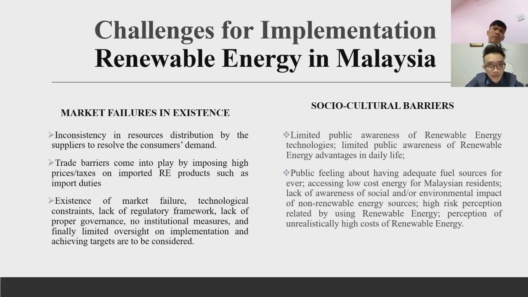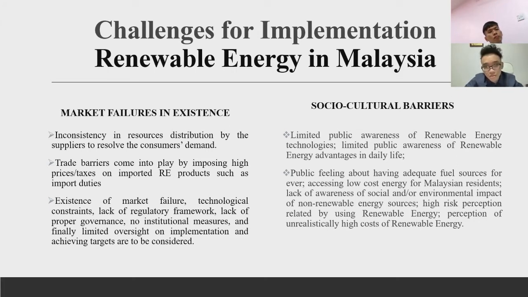Again, the challenges include market failure, with inconsistencies in resources distributed by suppliers to resolve customer demand. Trade barriers come into play by imposing high taxes on imported renewable energy products, such as import duty. There is also market failure, technological contracts, a lack of regulatory frameworks, a lack of proper governance and non-institutional measures, and finally, limited oversight of implementation and achieving targets are to be concerned.